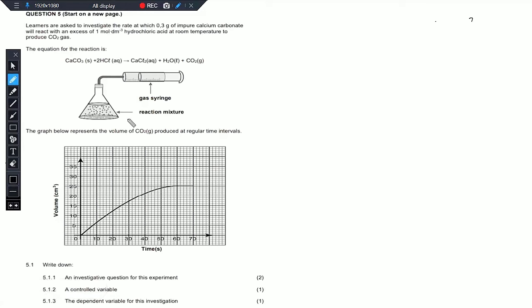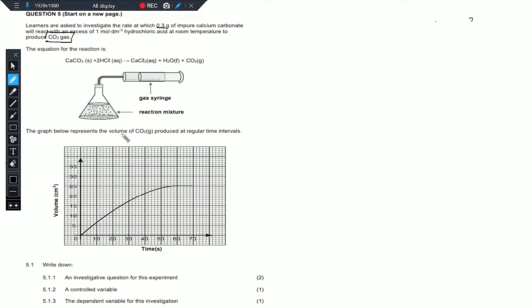Okay, so we have question five on reaction rates. It says learners are asked to investigate the rate at which 0.3 gram of impure calcium carbonate will react with an excess of 1 mole per dm cube hydrochloric acid at room temperature to produce carbon dioxide gas. We know that the production of the carbon dioxide gas always tells us of our reaction rate, right? So we judge by our collection of the carbon dioxide gas as to know whether the reaction rate was faster or slower. The equation for the reaction is as follows.